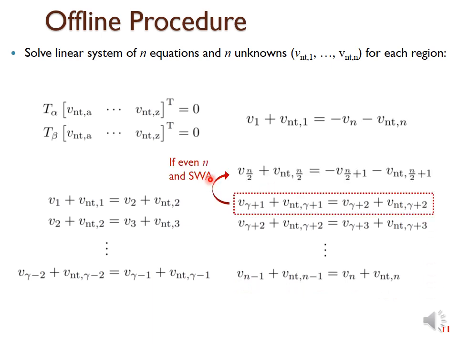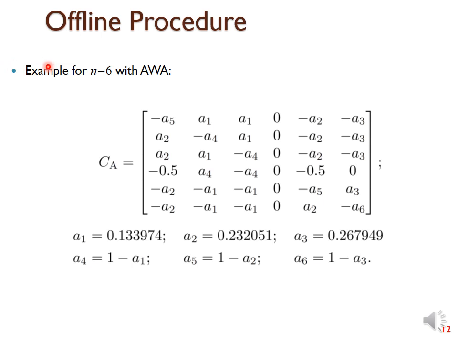Although for the particular case of even number of phases and symmetrical windings, this equation should be replaced by this other one. For instance, for 6 phases with asymmetrical windings, this is the resulting matrix for region A, and we can see that many of the values are identical to each other, which also simplifies the implementation and execution of the method. Furthermore, the matrix CB for region B is exactly the same by just interchanging these two elements.